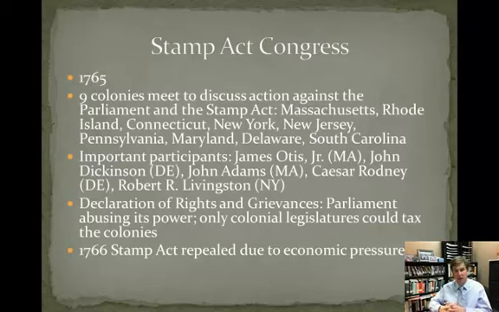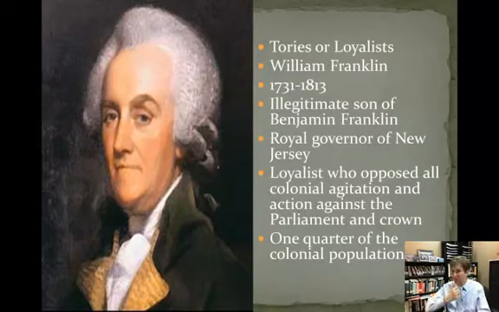Now, because of non-importation, the British will repeal the Stamp Act in 1766 due to the economic pressure. Now, this gives me a chance to talk about really 3 distinct groups that are in the colonies at the time. On one hand, you had the Tories or the Loyalists. They were people like William Franklin of New Jersey. He was the illegitimate son of Benjamin Franklin, but the royal governor of New Jersey. And a Loyalist was a person who opposed all colonial agitation and action against the Parliament and Crown.